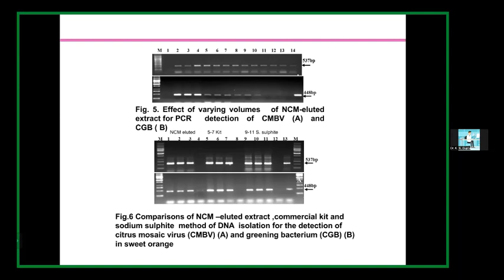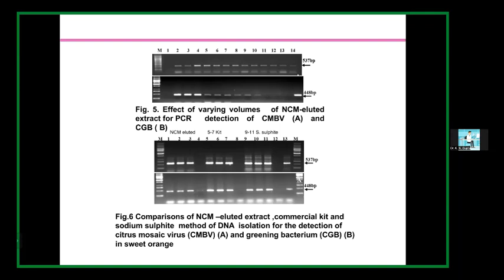Another photo is figure 6, a comparison of NCM eluted extract. This NCM membrane based DNA isolation is compared to other methods like the kit method, Qiagen kit, Germany, and the sodium sulfide method. In the first lanes 1, 2, 3, eluted by NCM membrane, you see clear amplification of citrus mosaic virus with a 537 base pair band observed, and lane 13 is the marker. Then lanes 5 to 7 are DNA isolated by the Qiagen Germany kit, and lanes 9 to 11 by the sodium sulfide method.